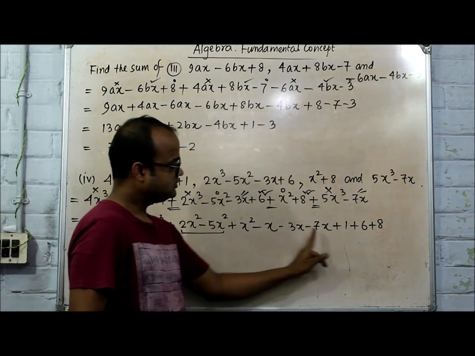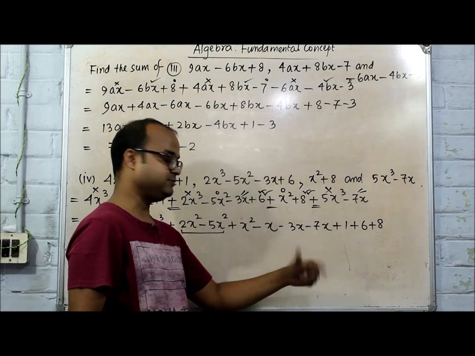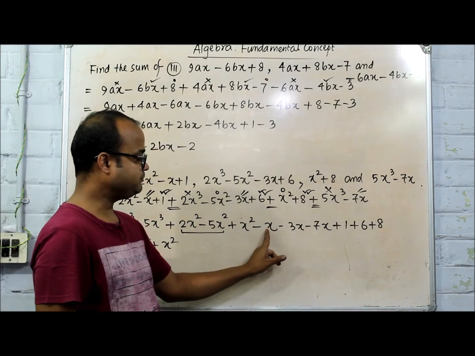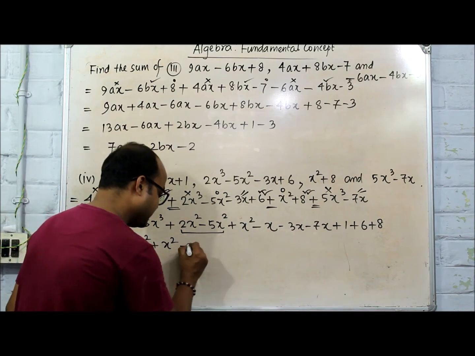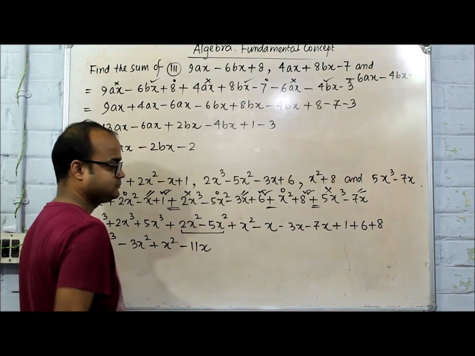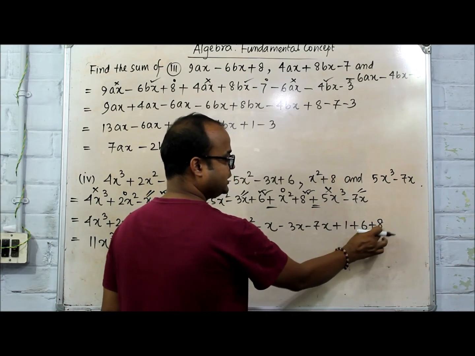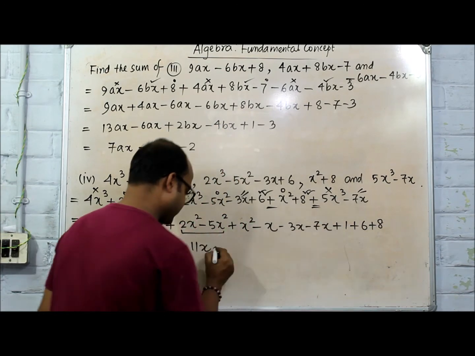Now see, same sign. All 3 are negative. They need to add together. 7 plus 3, 10. 10 plus 1, 11. So minus 11x. All positive, that is same sign, we need to add together. 8 plus 6, 14 plus 1, 15.